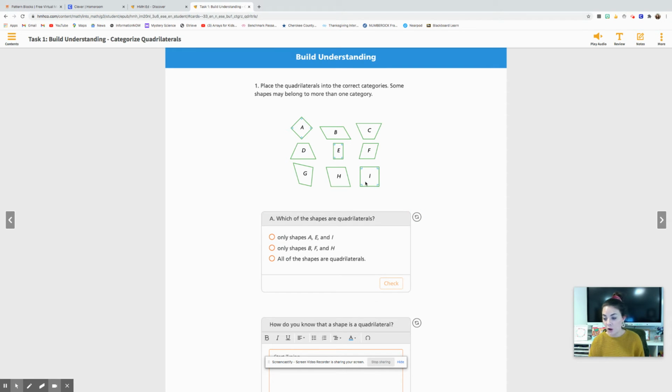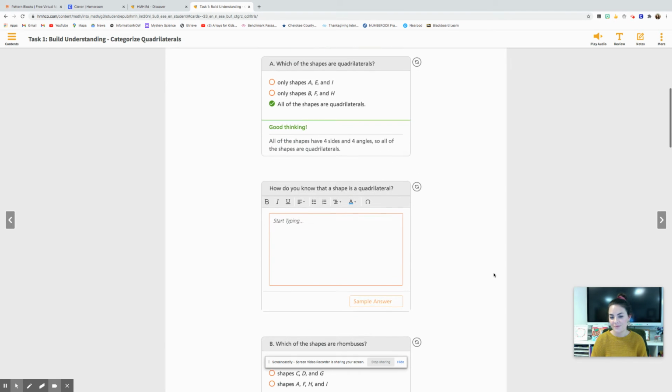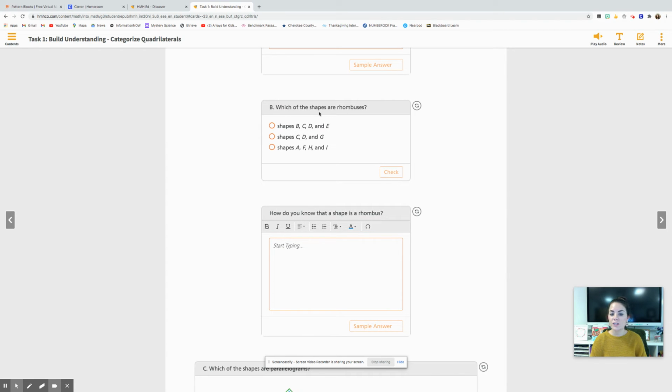Do those all have 4 sides and 4 angles? Is it B, F, and H? Or are all of these shapes quadrilaterals? Remember, to be one, it has to have 4 sides and 4 angles. If you check out all of these shapes, friends, you'll see that all of them do have 4 sides, so they're all quadrilaterals. Okay? The next question asks, which of the shapes are rhombuses?